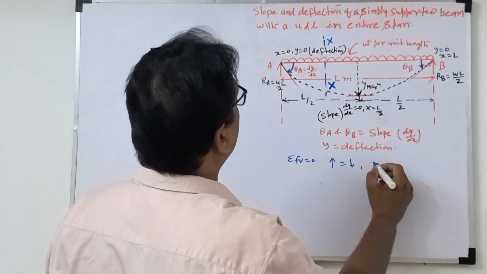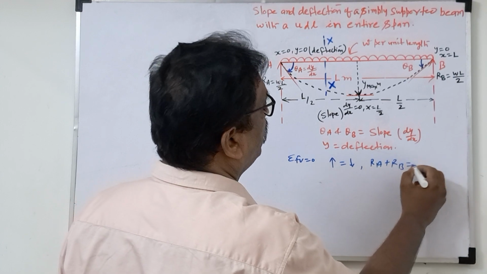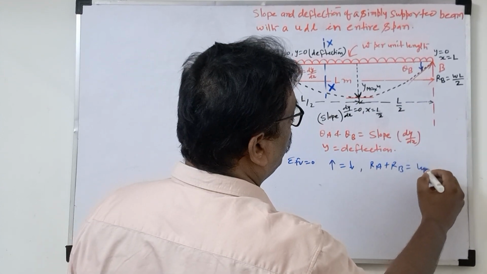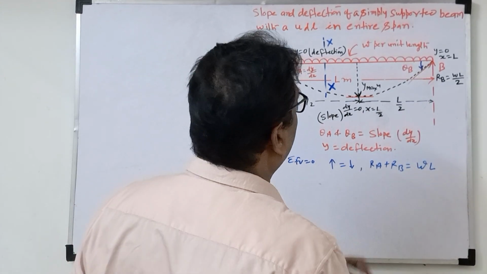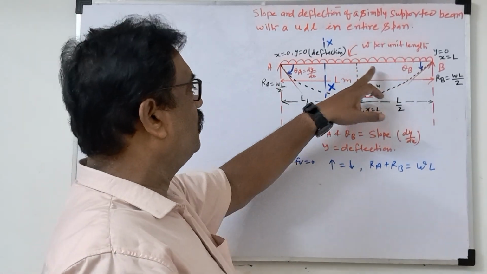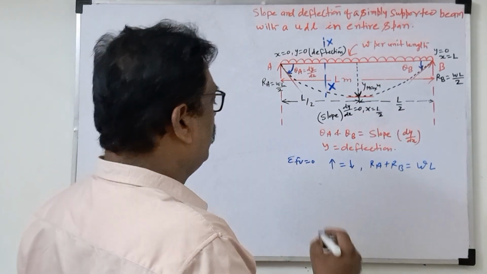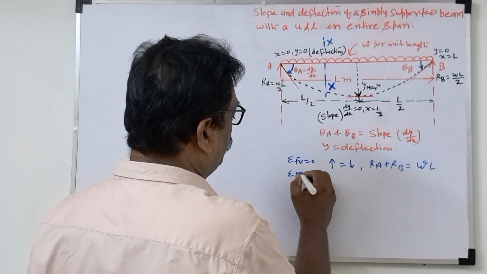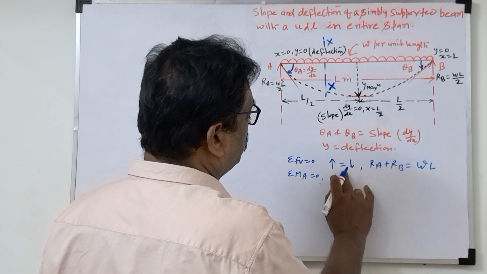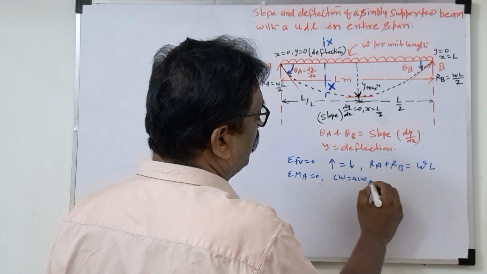What is the upward force here? RA plus RB equals the downward force. What is it? W into L, because this is a UDL per unit length, so the load will be W into L. Now for the second equilibrium equation, we take moment about A equal to 0, so clockwise moment is equal to anticlockwise moment.